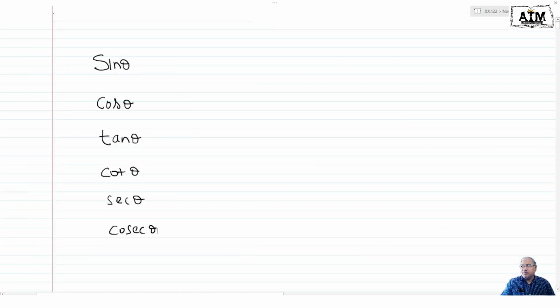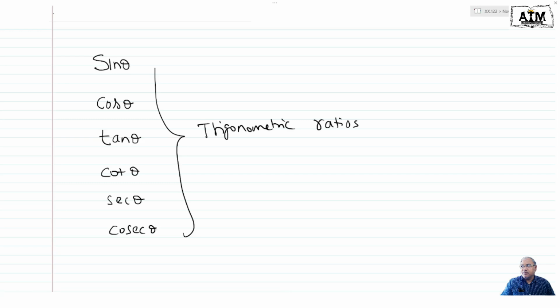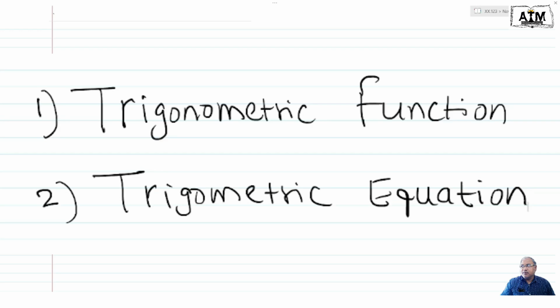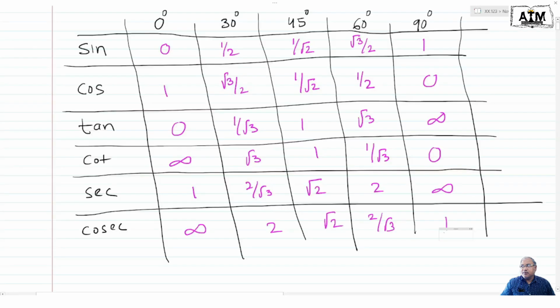Sin theta, cos theta, tan theta, cot theta, sec theta and cosec theta. You might have studied this in 10th and 11th standards, and there we used to call them trigonometric ratios. We used to use the basic formulae to find these trigonometric ratios. But in higher standards, there are two things: one is trigonometric functions and the other is trigonometric equations.